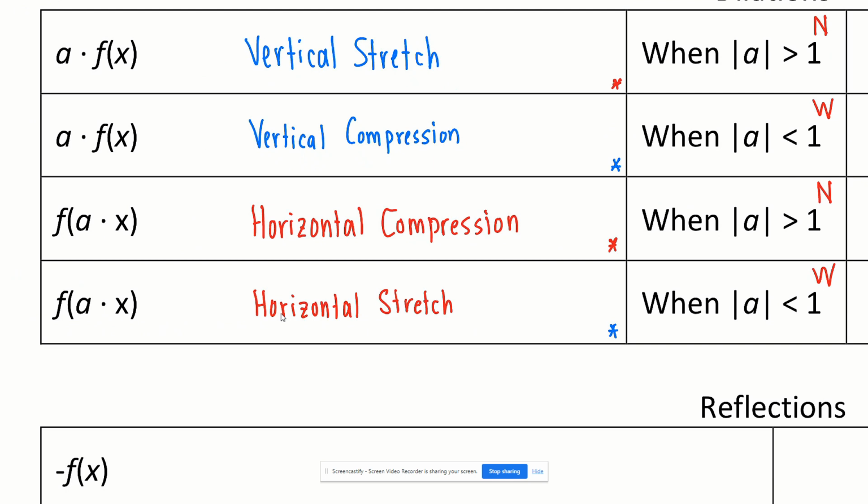It's all about where it's located. If it's outside and it's greater than 1, then it's a vertical stretch. If it's inside and it's greater than 1, it's a horizontal compression. They both do the same thing. If it's outside and it's less than 1, then it's a vertical compression. If it's inside and it's less than 1, then it's a horizontal stretch.